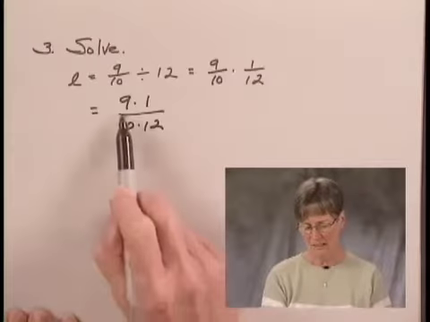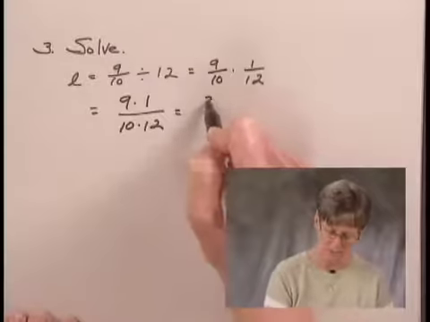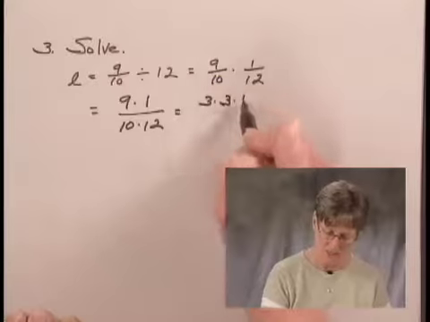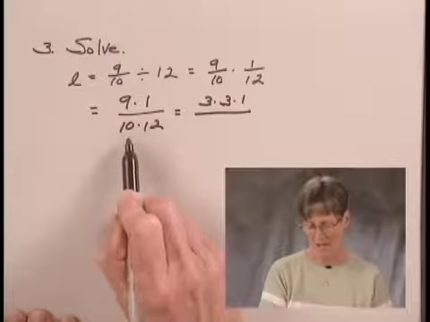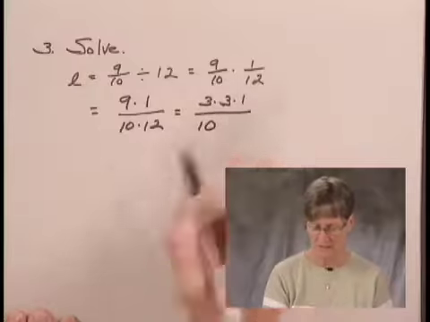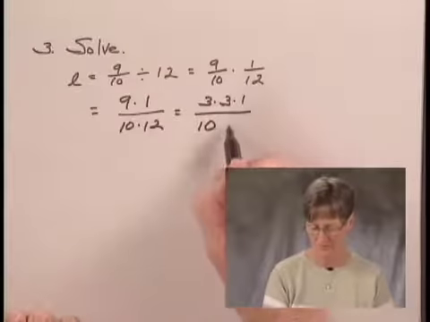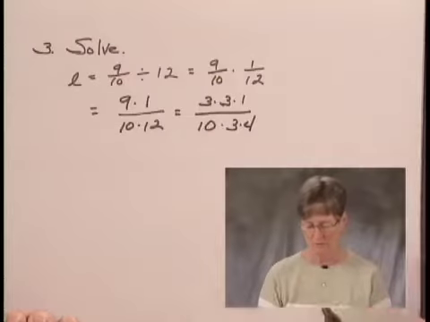And when I look at 9 and I look at 12, I see that they each have a factor of 3. So I'm going to start by writing 9 as 3 times 3. 10 has factors of 2 and 5, and there are neither of those factors in the numerator, so I can just keep 10 as it is. And I'm going to write 12 with a factor of 3. I'm going to write 12 as 3 times 4.